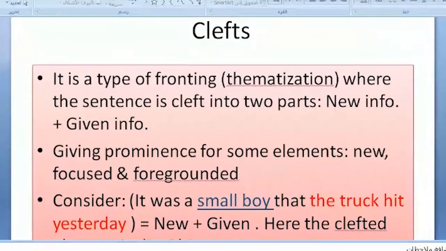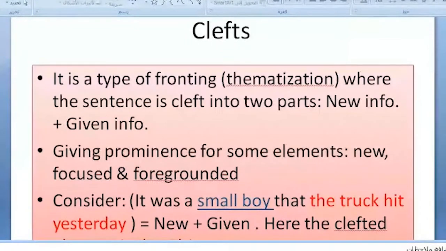Because our listener knows them, I am in a position to focus on the element which is highly important, highly significant, which is a small boy here, because the listener does not know who was hit. That's why I started with it. That's why I have used it within the first part of the it-cleft sentence. Now, in this example, the clefted element is the object, which is a small boy.